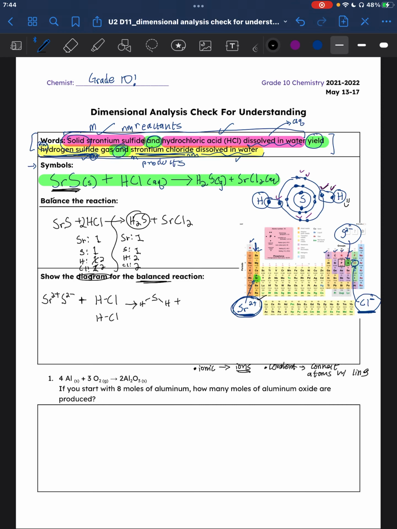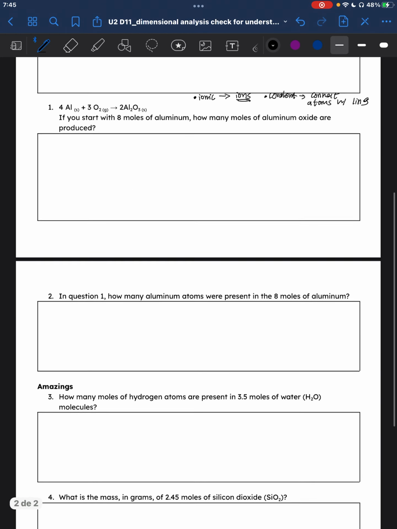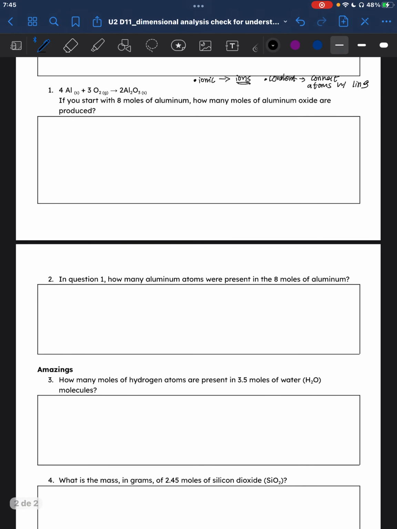And then SrCl2, this was another ionic compound. So I'm going to show my ions. You can put circles around the ions if that helps you distinguish where the ions are. All right, so there you go, representing reactions in our 3 ways: words, symbols, and diagrams, as well as balancing the reaction. All right, we now have a couple mole questions.